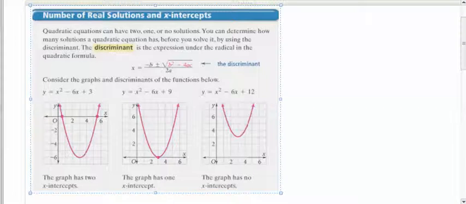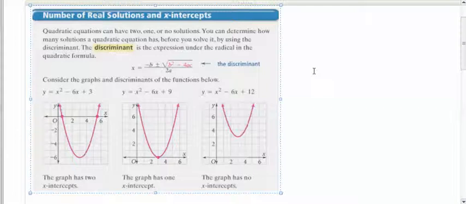So it says here the quadratic equation can have 2, 1, or no solutions. You can determine how many solutions a quadratic equation has before you solve it by using the discriminant. The discriminant is the expression under the radical. So right here, that's the discriminant, and we're going to use that to find out how many solutions our quadratic equation has.